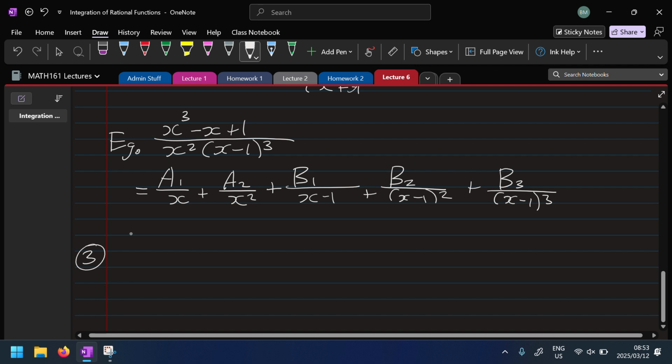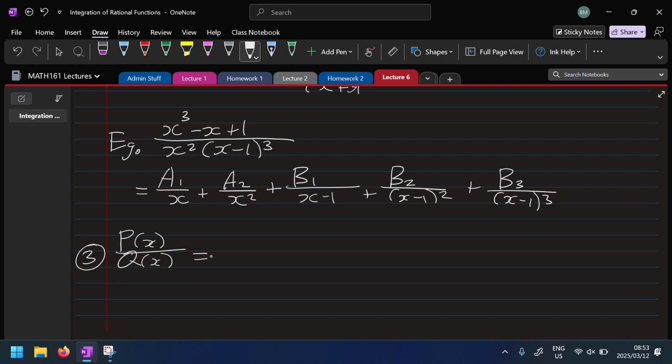Okay, case 3 is when we have p of x over q of x equal to some p of x. Again, numerator, not interested. But in the denominator, instead of having a linear term like the other 2 cases, we now have a quadratic term. So this will be ax squared plus bx plus c, followed by something else, we know how to deal with that already. Yes. So this quadratic term cannot be factored.